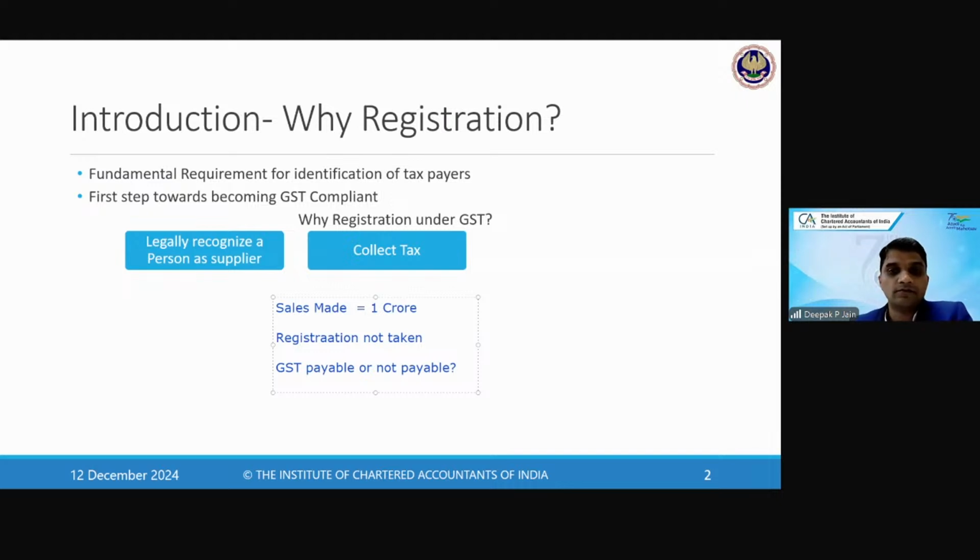Good afternoon, sir. Good afternoon. Sir, here registration is not taken, so the registration for GST number is required for paying the taxes. So that's why it's not payable. Okay. Since registration is not there, they cannot pay the GST. Yes, sir. They cannot claim the credit also.